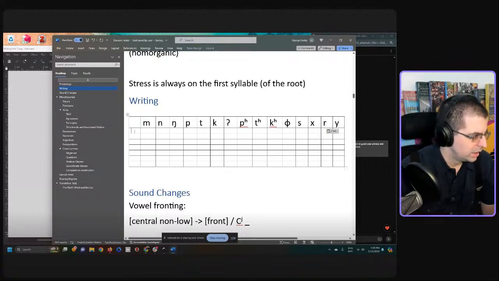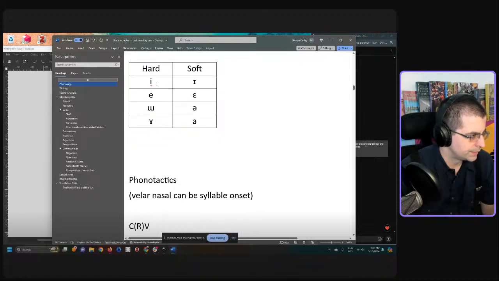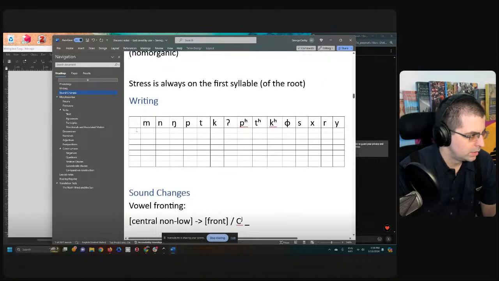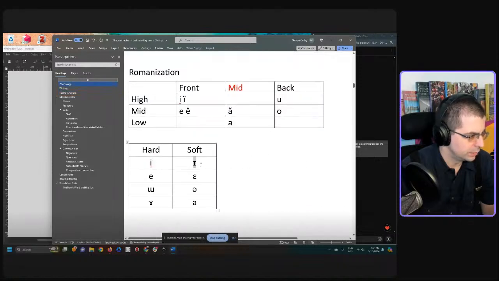Okay. And then we can talk about all of our vowels. And I have a particular way that I will put these in, because we can talk about how this is going to work out.